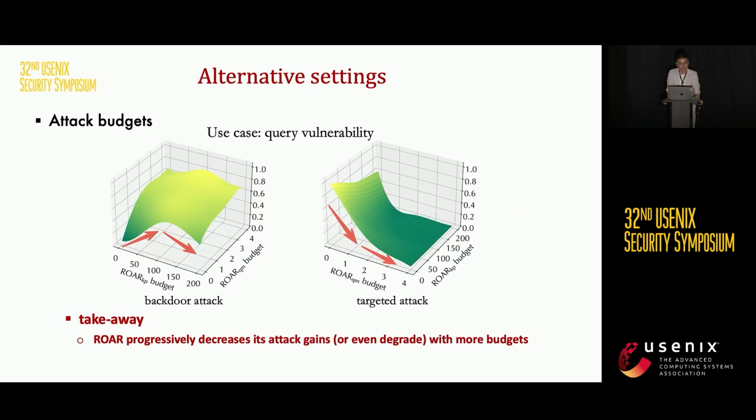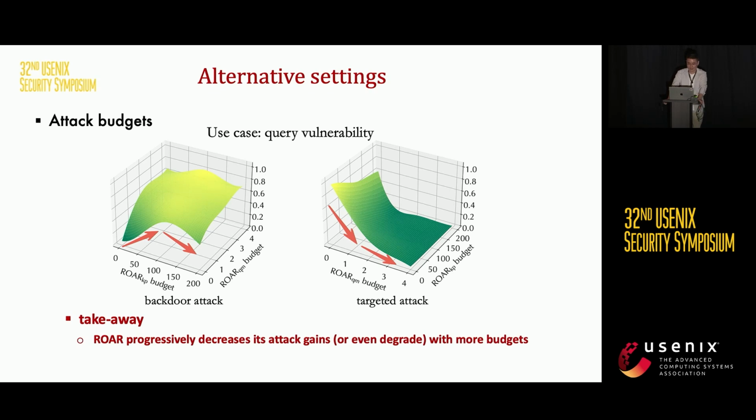Besides the influential factors, we also want to evaluate our attack with alternative settings. One important setting is the attack budget, because we cannot do unlimited perturbation on the graph or on the query. So here we change the budgets for poisoning the knowledge graph or misguiding the query and see how the collaborative attack performs.